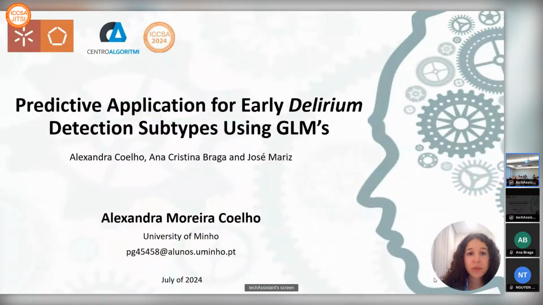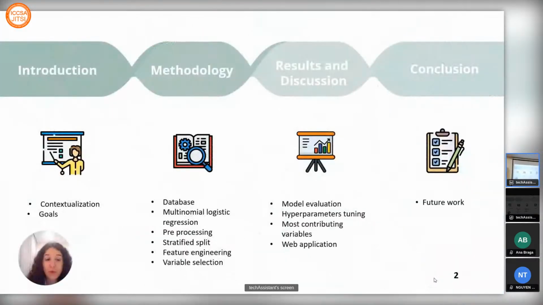Today I will present my article, Predictive Application for Early Delirium Detection Subtypes using GLMs. First, we will focus on framing the topic and the methodology used. We will also discuss the results related to the selection of the best predictive model, and finally the conclusions.